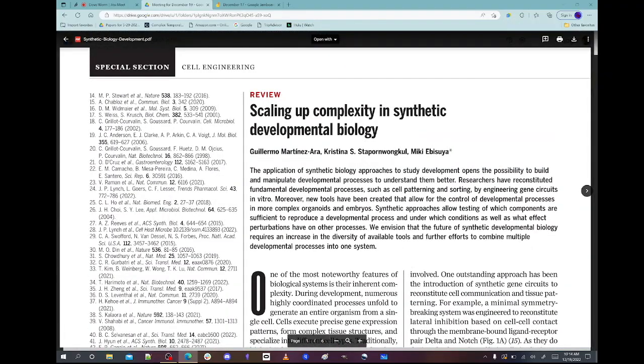This article is Scaling Up Complexity in Synthetic Developmental Biology. What they're trying to do is use synthetic biology to inform developmental biology, and we'll see what that looks like in a little bit. The application of synthetic biology approaches to study development opens the possibility to build and manipulate developmental processes to understand them better. Researchers have reconstituted fundamental developmental processes such as cell patterning and sorting by engineering circuits in vitro. Moreover, new tools have been created that allow for control of developmental processes in more complex organoids and embryos.